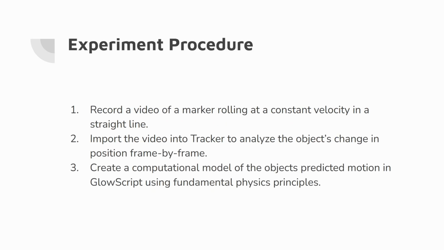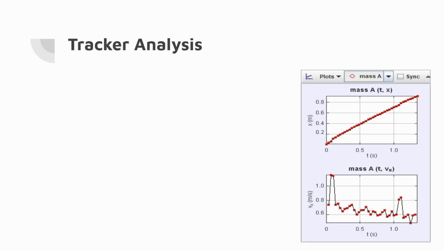The procedure of this experiment was to record a video of a marker rolling at a constant velocity in a straight line, import that video into a program called Tracker to analyze the object's change in position frame by frame, and then finally create a computational model in GlowScript of the object's predicted motion using fundamental physics properties.